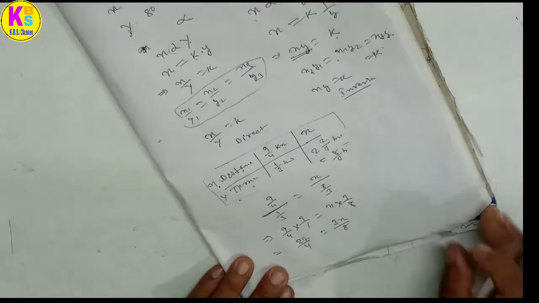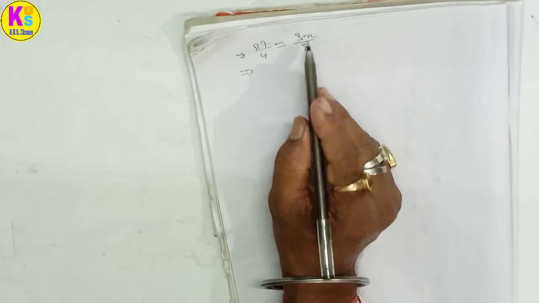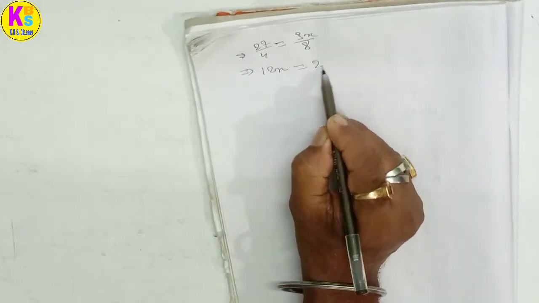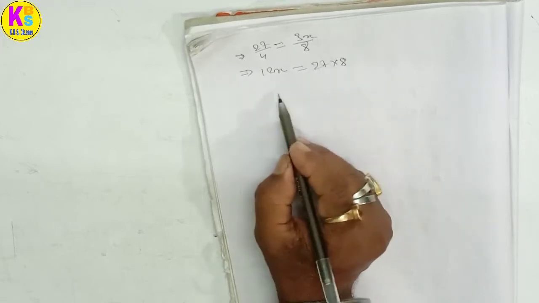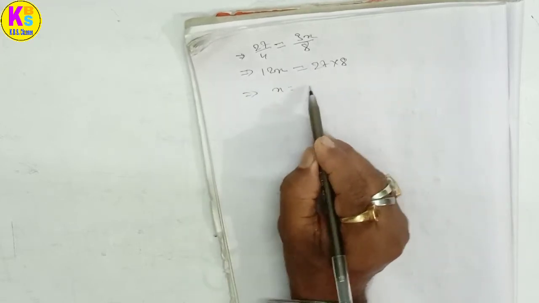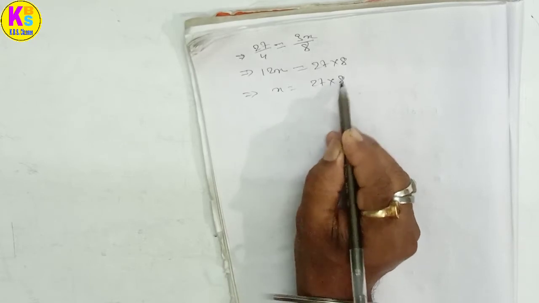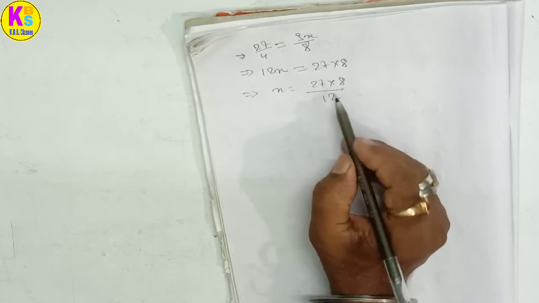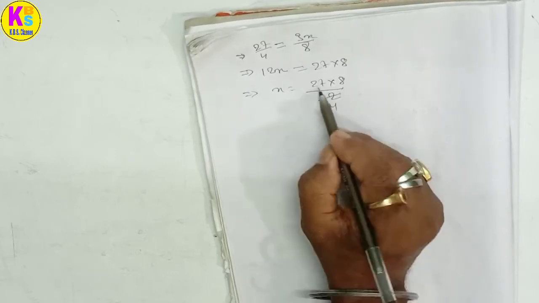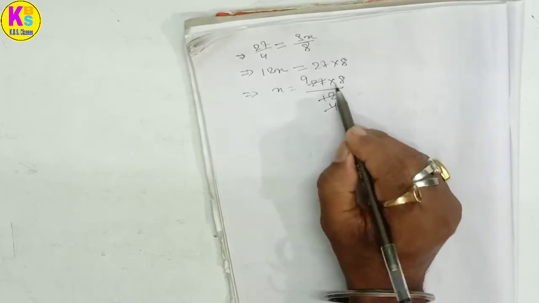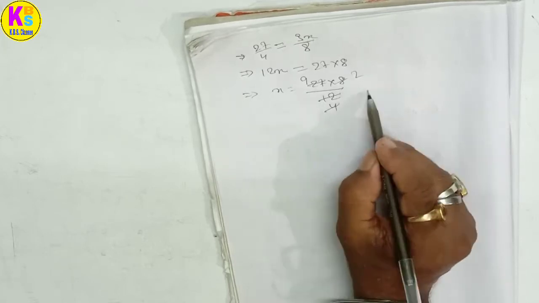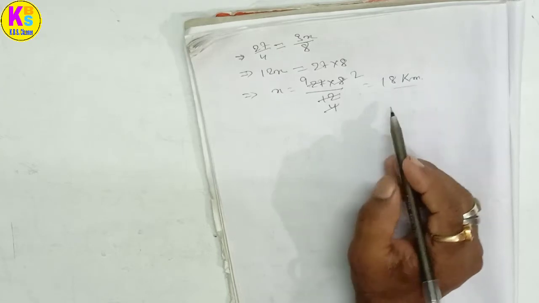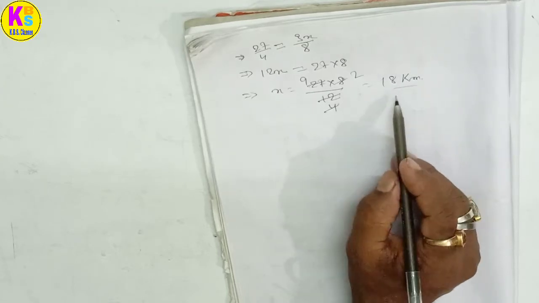Now do the cross multiplication. 4 threes are 12x is equal to 27 into 8. Now x is equal to 27 into 8 divided by 12. Cut it by 3. 3 fours are 12, 3 nines are 27, 9 twos are 18. It's equal to 18 kilometer. So the distance traveled in 2/3 hours is 18 kilometer.